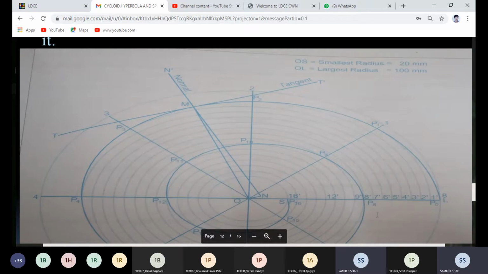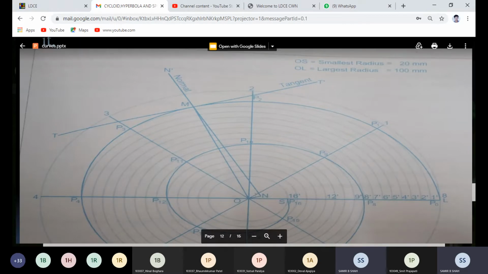So constant is equal to the difference we get, that means 100 minus 20, total 80, divided by the total revolution in radian, 4 pi. Okay, so we get almost 6.3694, which is rounded to 6.5 mm. So draw that line ON.